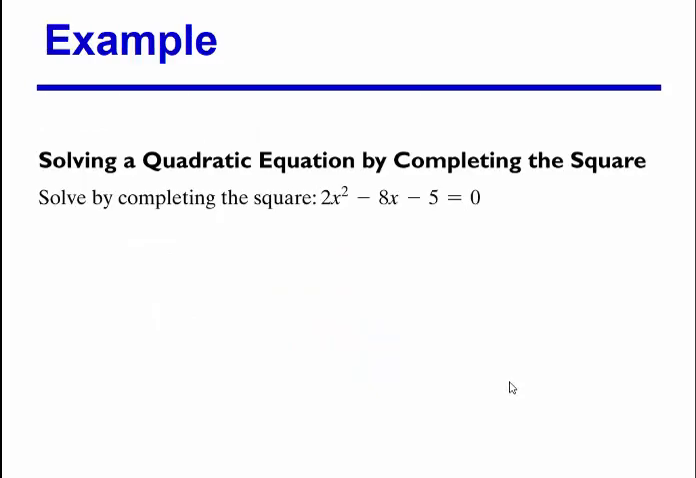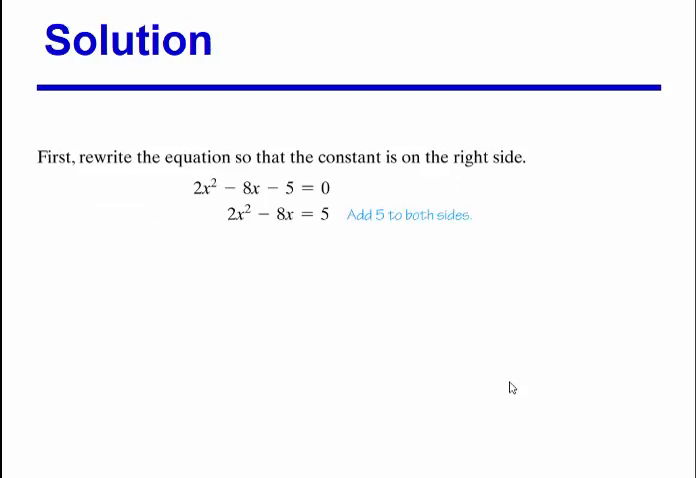So now here's another example. We're going to go ahead and solve this by completing the square. This is slightly different than the previous example. We have the coefficient for the square term is 2 as opposed to 1. But the process is still the same, right? So we're going to take the constant and move it over to the right side.